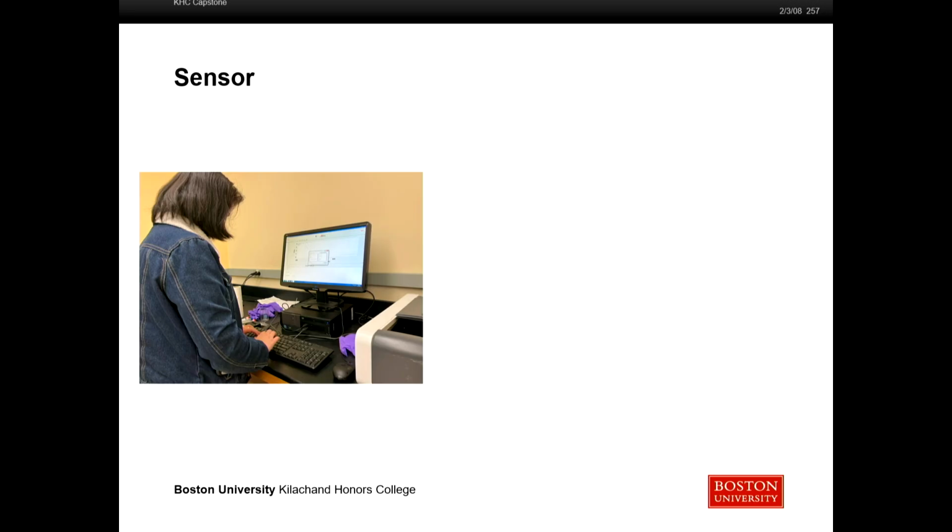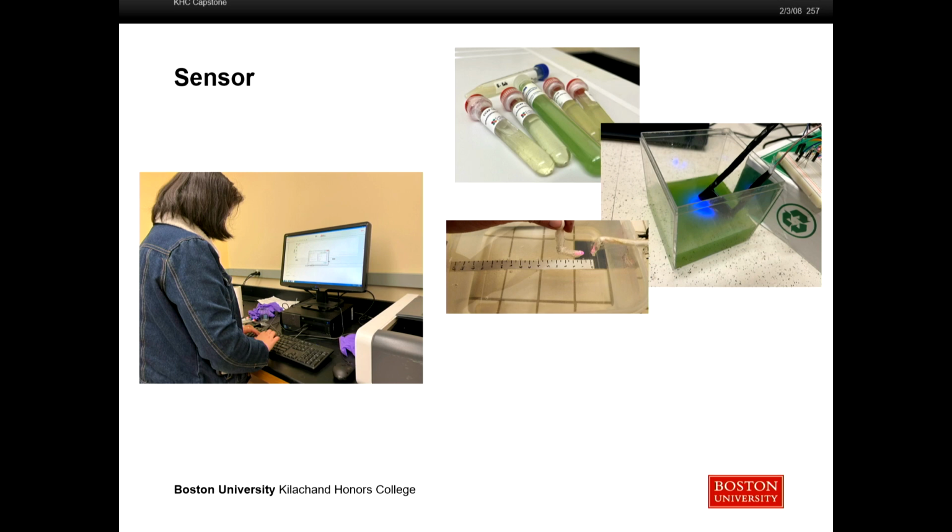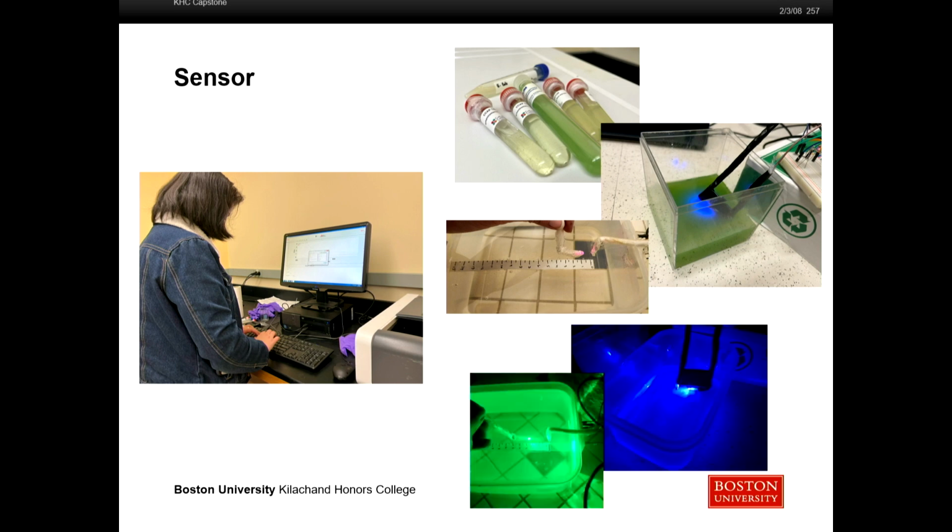As for the sensor, this is my teammate Ava working with a UV vis spectrometer. Then we collected cyanobacteria samples, and we were able to test them using the photodiode and LED assembly, using blue and green light as seen here.